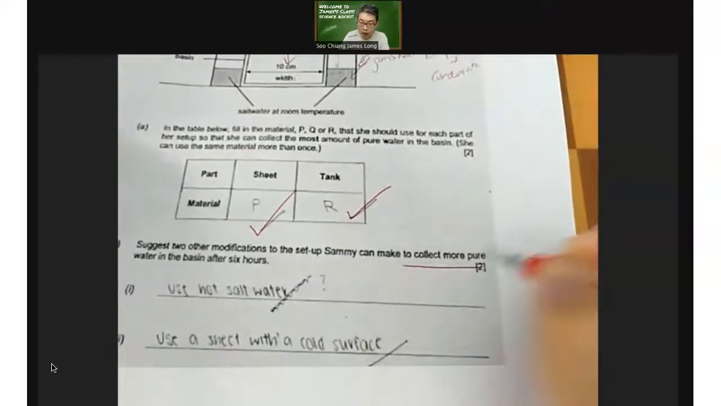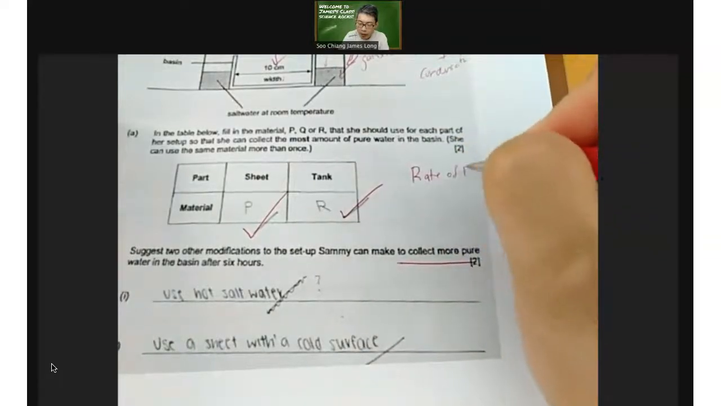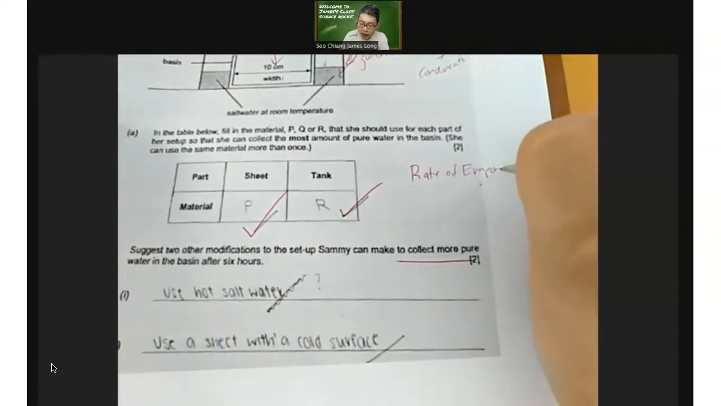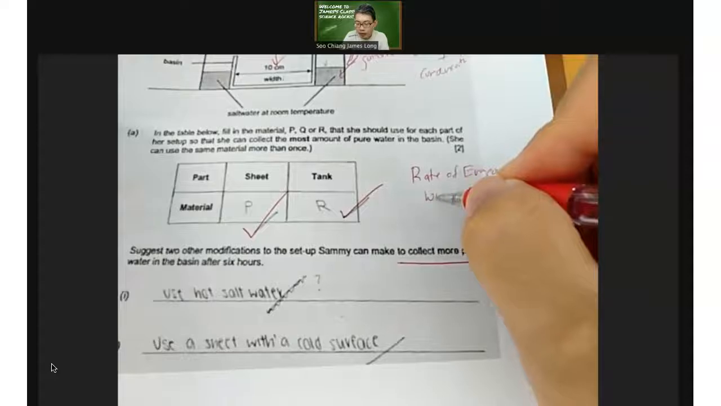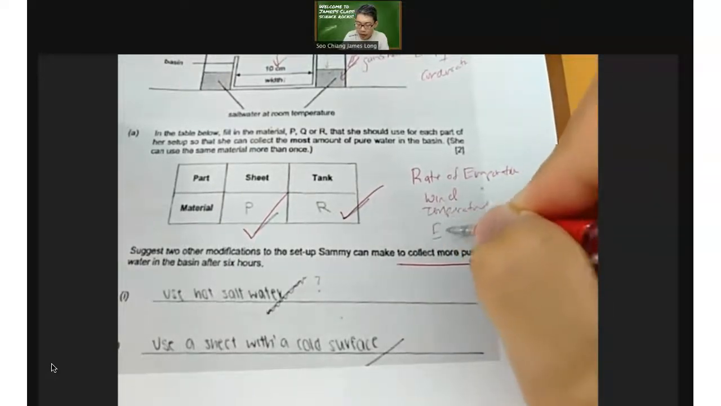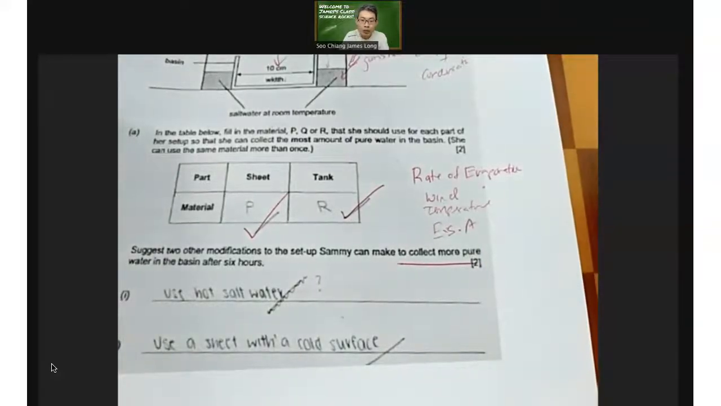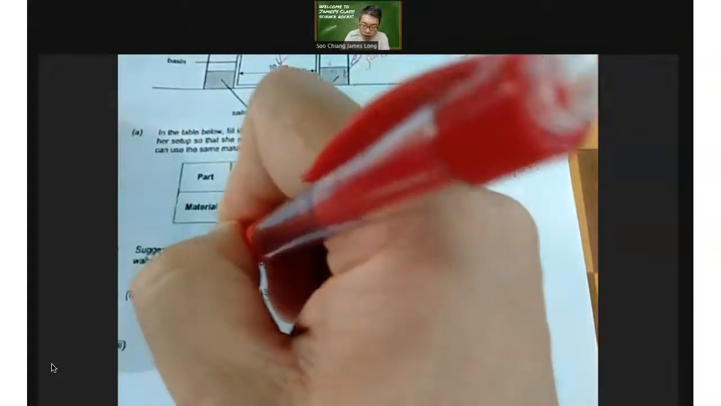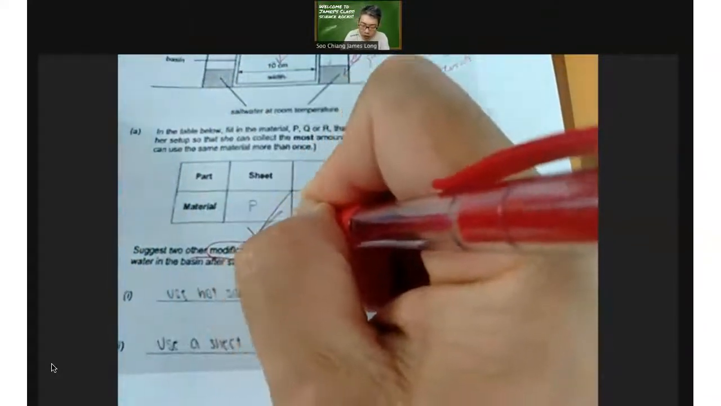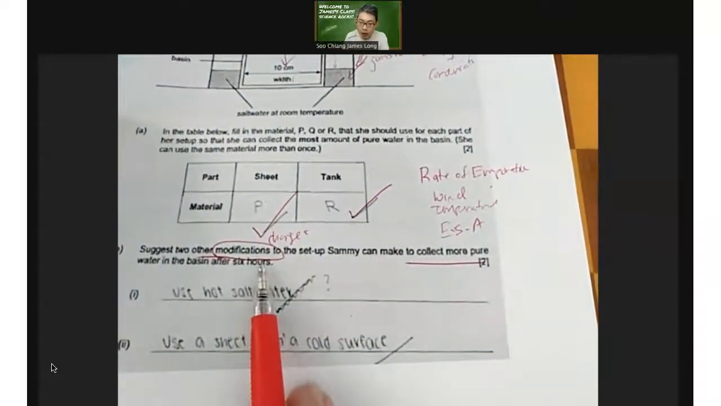So in order to collect more pure water, let's talk about the rate of evaporation. What affects the rate of evaporation? You have wind, you have temperature, and you have exposed surface area. So what can she do? Modification means changes. In other words, we can make changes to the setup. Now, the conditions are always important. Sometimes they say without changing anything. In this case here, we can change something.